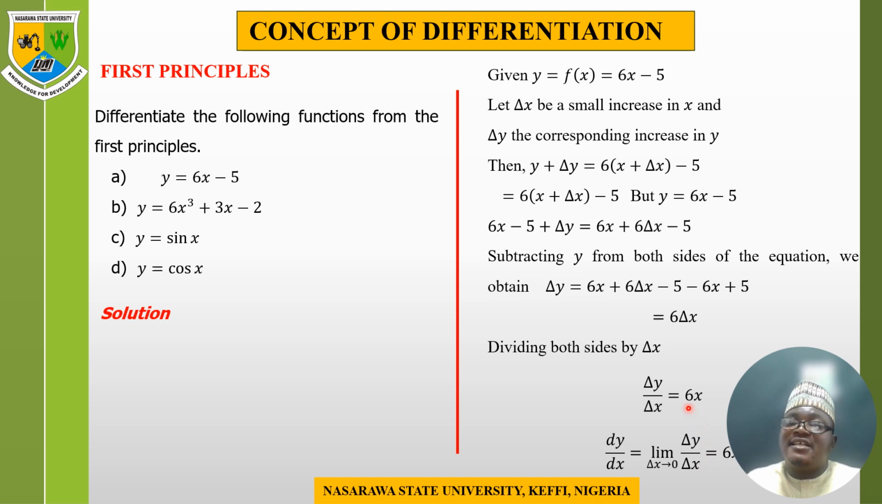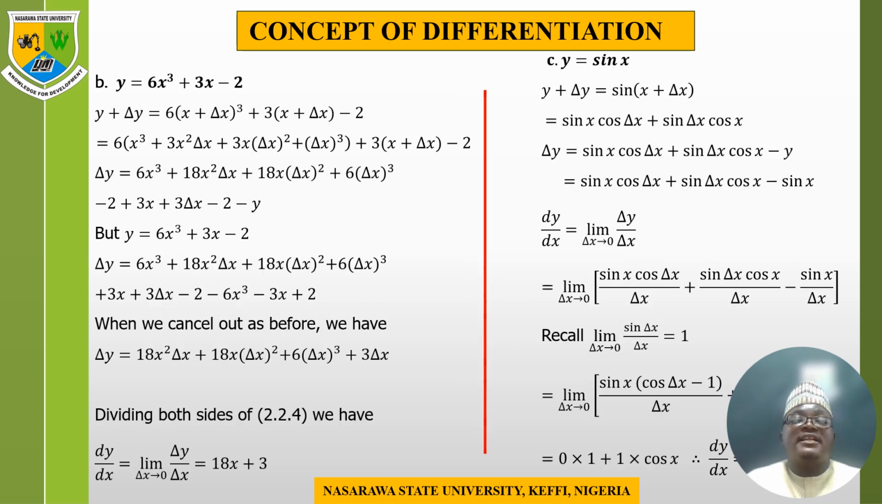Then here, since there is no increment of x attached to this 6, you are going to have 6 left now. Then the next one, another example, the same application. You follow it the same way.